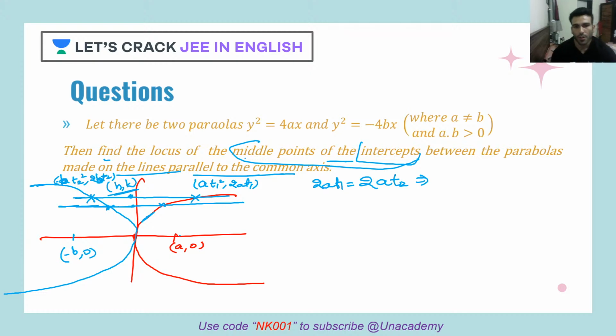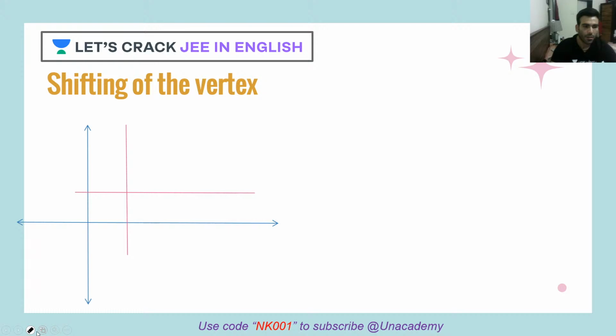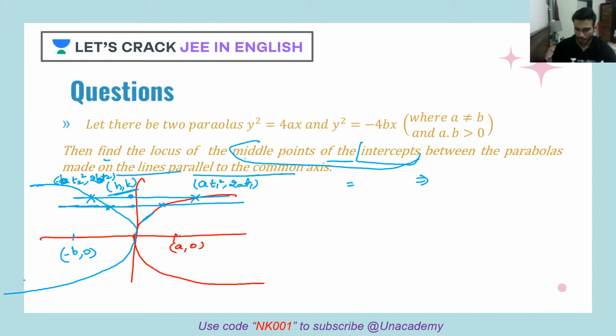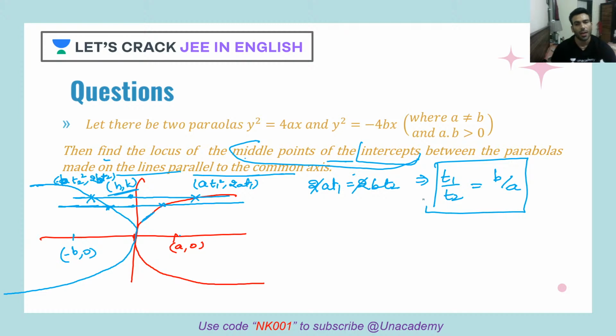Okay, so I'll just rewrite this. I'll erase it first. This becomes twice of a t1, and this becomes twice of b t2. So 2 will cancel out. So finally what will I have? I'll have t1 by t2 is b by a. Till here, are we clear?